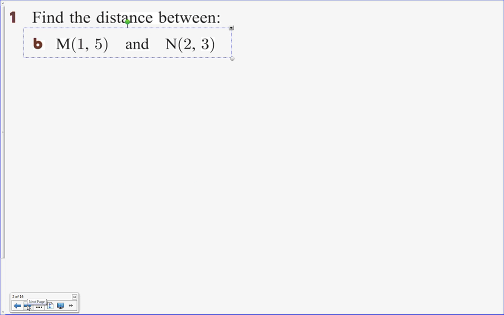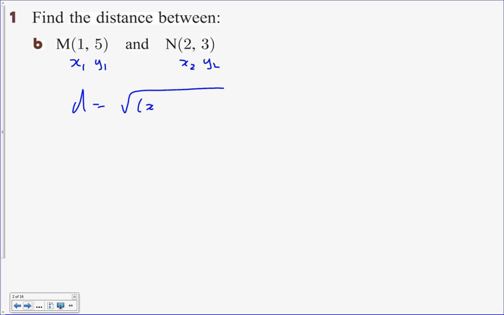Part B. We got it again, got our facts at the top there. So we're going to have x1, y1, x2, y2. So there are our facts. We're now going to write our formula. So d equals square root x2 take x1 squared plus y2 take y1 squared.